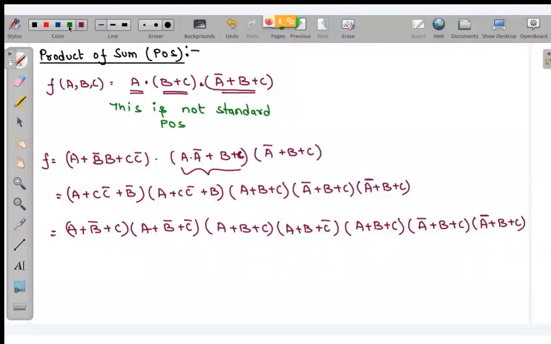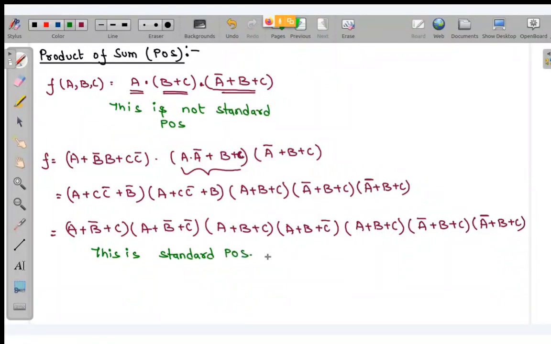So this is what? This is standard POS. Okay, this is standard POS. Any doubts? Tell me. Any doubt?